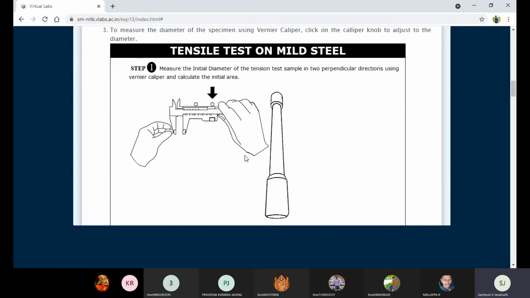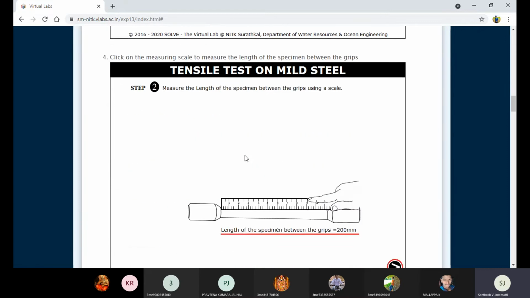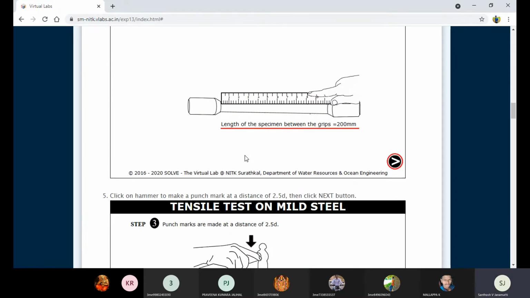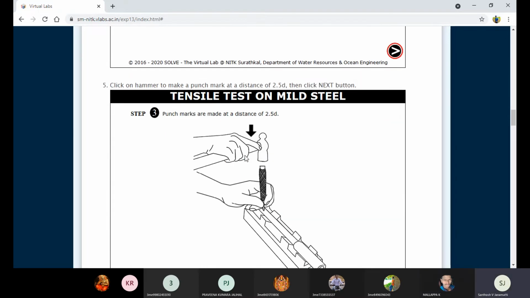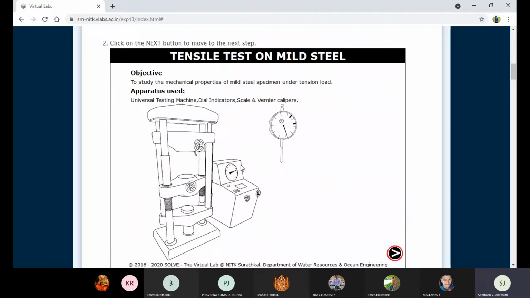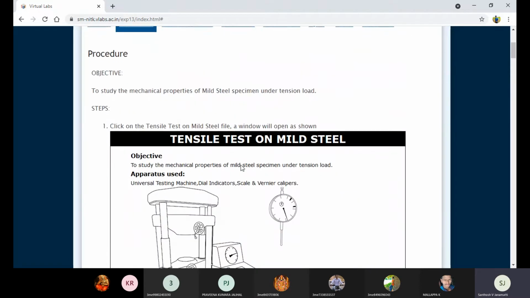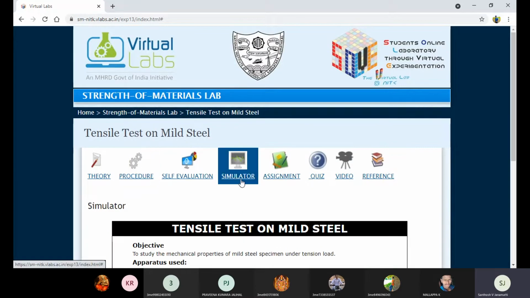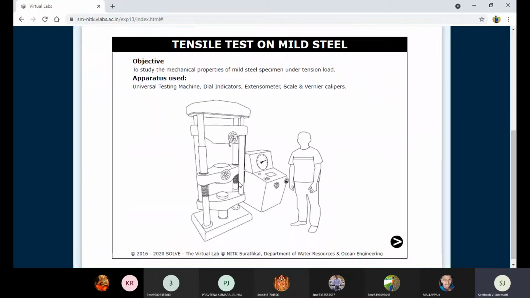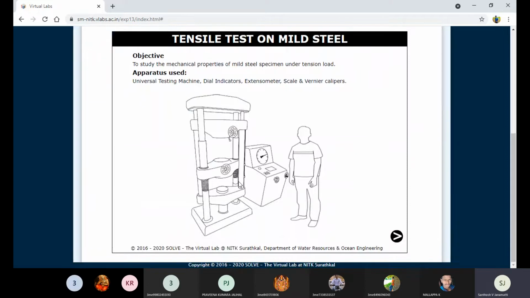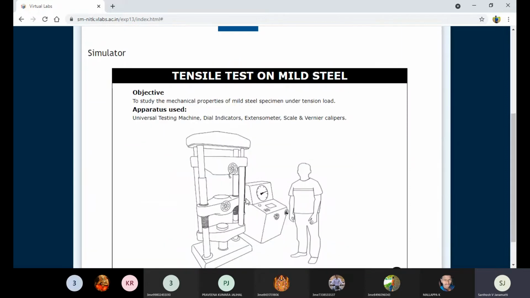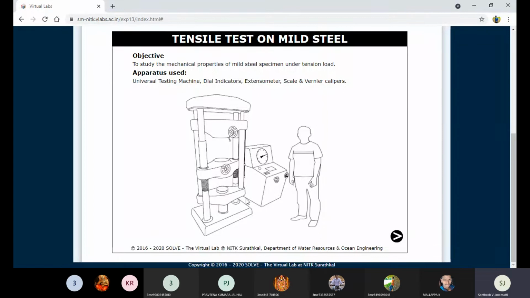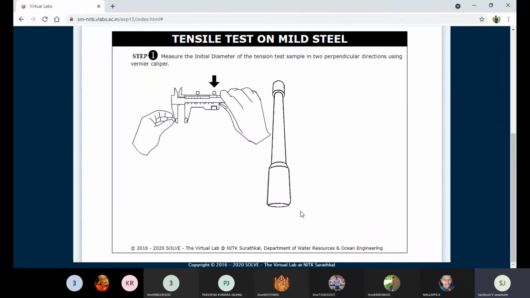So already I think we have discussed this procedure, right? Sir, completed. Yes, completed. Now we only need to take the simulation part, right? Just the simulation part, okay. So here we have a simulation, so now the machine is ready for performing the tensile test. Now let's move on.